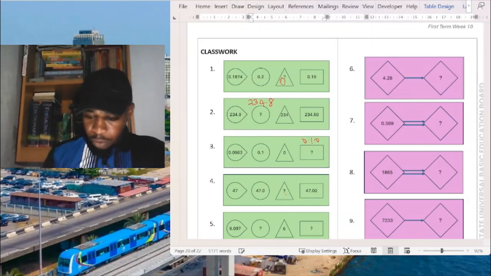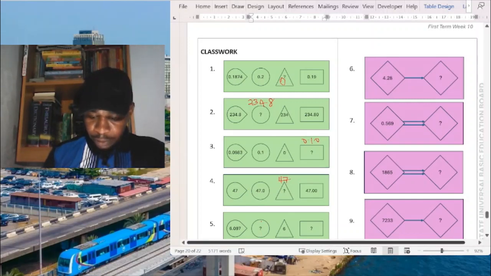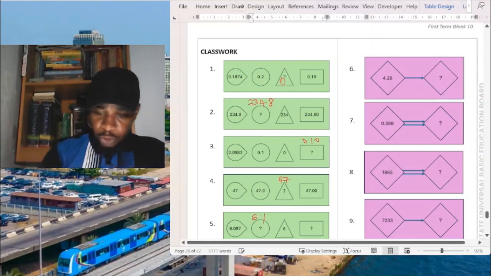For number 4, this triangle has to be to the nearest whole number. So 47 to the nearest whole number is still 47. For number 5, this circle has to be to one decimal place. That's going to be 6.1. So let's just go and check if all our answers are correct.